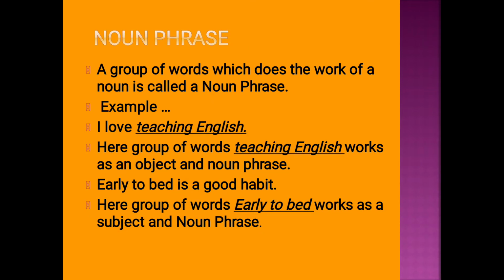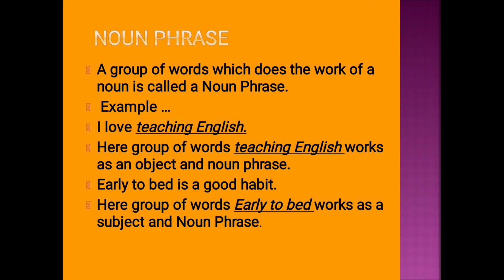Coming to the next phrase, it's a noun phrase. A noun phrase, it is obvious from the name, is a group of words which does the work of a noun. Suppose I give the example, I love teaching English. I is the subject, love is the verb. What is the object? The object is teaching English. It's a group of words, but it is working as the object. So a noun phrase is working as an object in the sentence. The group of words teaching English works as an object and it's a noun phrase.